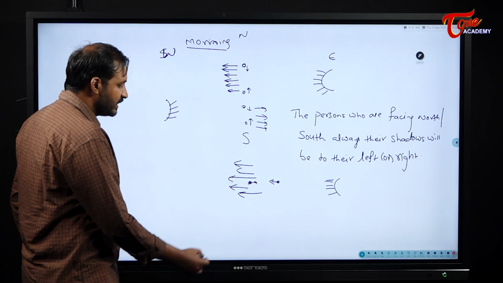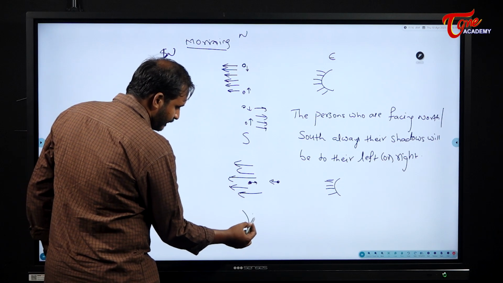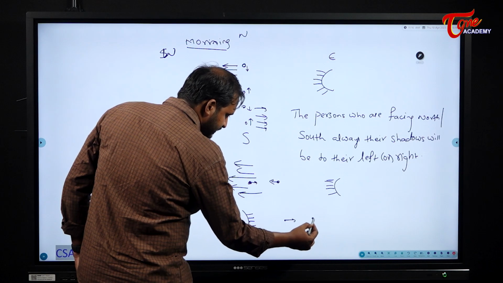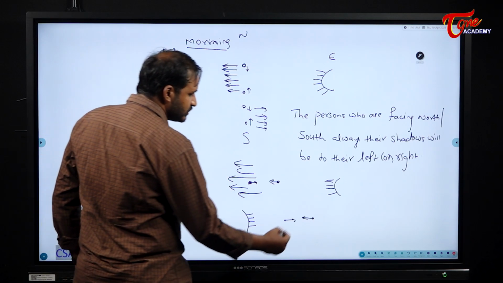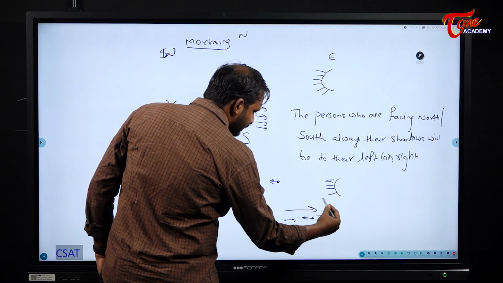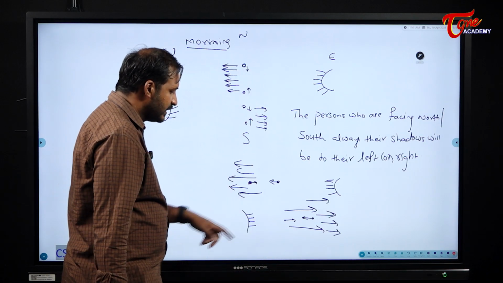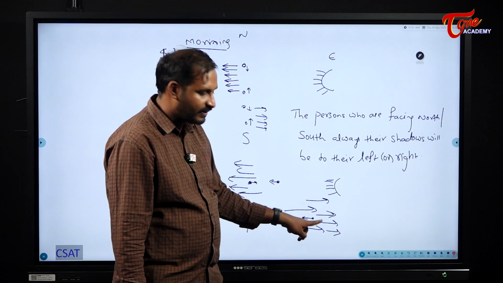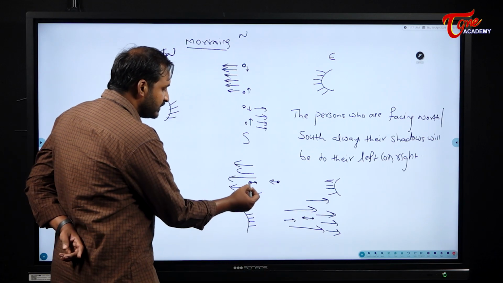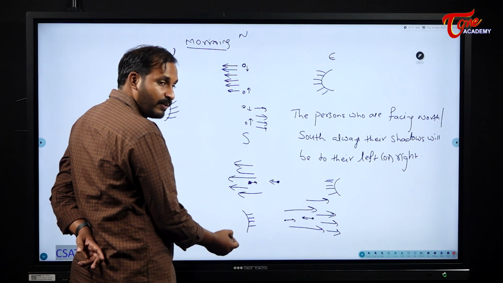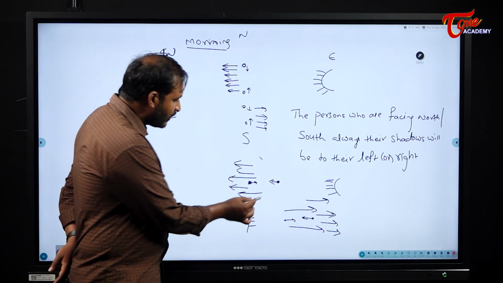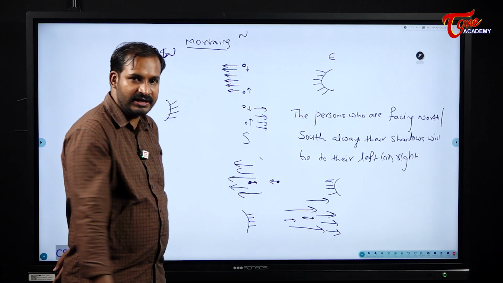Now see the same case in the evening hours. In the evening hours, two persons are facing in the same direction, the same two persons. Where the shadows will fall? In this direction, right? That means for this person the shadows are falling in front of him, for this person the shadows are falling behind him. Now tell me, for these two persons, is there any possibility that the shadows will fall towards their left and right?